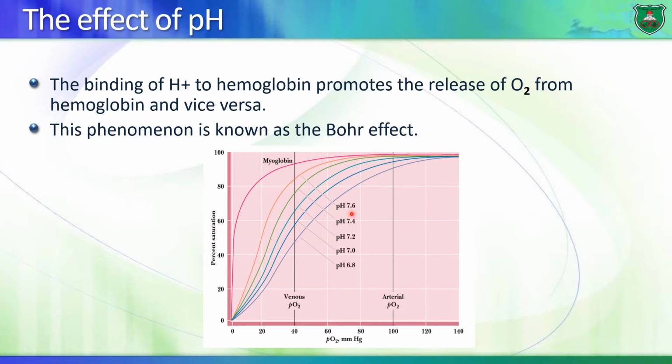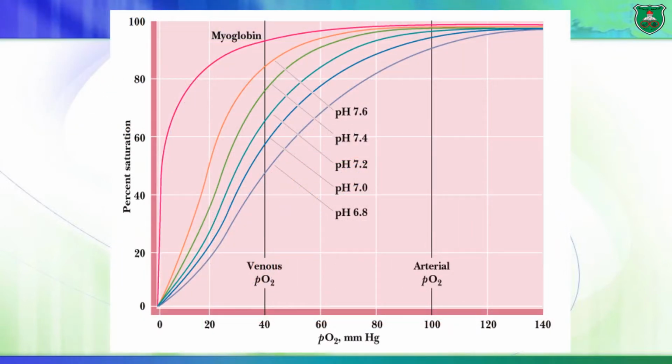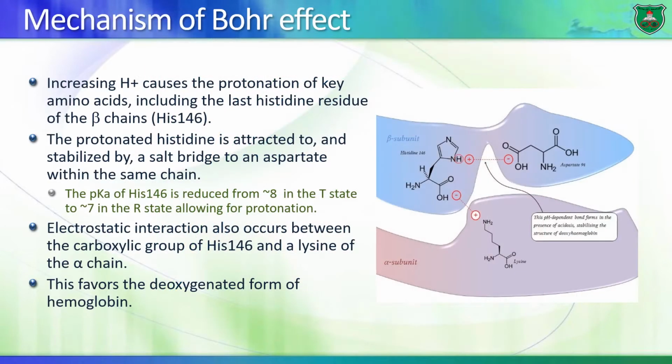Similarly, if you increase pH, that is, if you lower the concentration of protons, affinity increases. And this is known as the Bohr effect. That's after a scientist known as Bohr. So the effect of pH on oxygen affinity in hemoglobin is known as the Bohr effect. Same thing here. Okay, now, it's important to understand the mechanism of the Bohr effect.